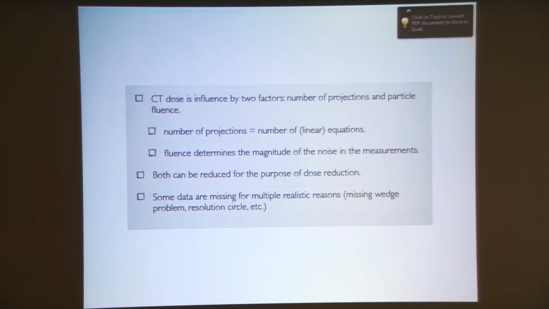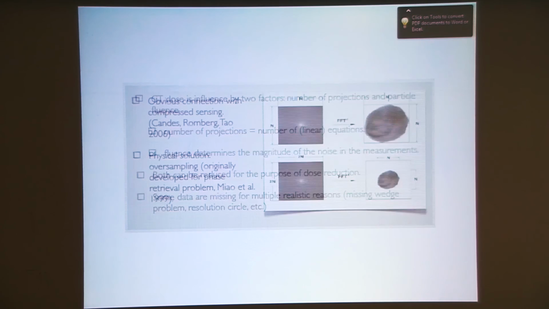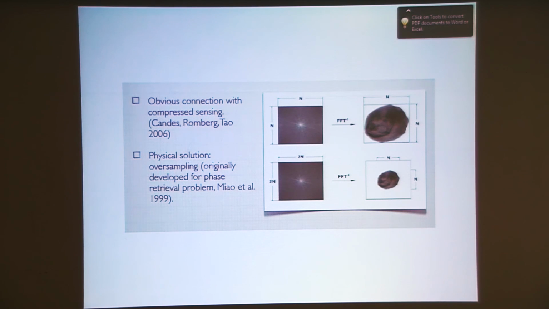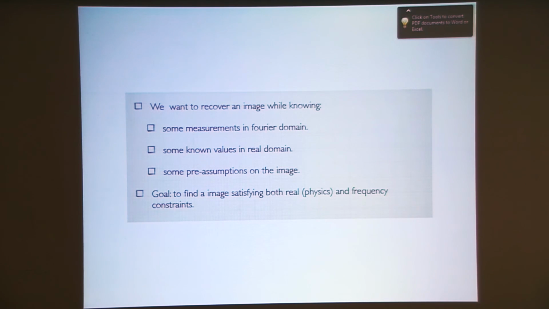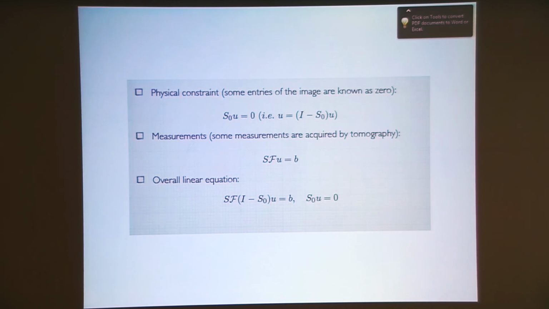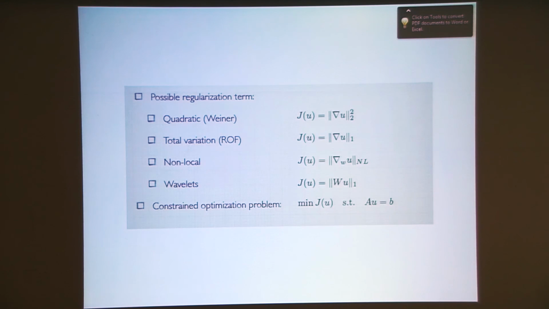So the CT dose is influenced by the number of projections and essentially the intensity, the fluence, magnitude. So you have missing data and whatnot, and I'll skip a lot of details. But anyway, by the time you finish doing all this, you want to recover an image when you know some measurements in the Fourier domain, which are taken along these angles, and some values in the wrong domain, and some assumptions on the image. And the idea is to get an image satisfying real and frequency constraints. And by the time you finish, you get this monster thing.